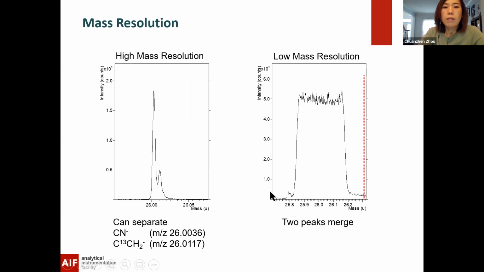Just to give you an idea of how high mass resolution and low mass resolution look. This is the one we get from our high mass resolution setting. As you can see, at mass-to-charge ratio 26, we can easily separate the CN minus peak, which is the first one, and the carbon-13 H2, or H, sorry, this is the H peak. But using the low mass resolution setting, those peaks are kind of merged together, so you cannot separate them. This is the so-called unit mass resolution.